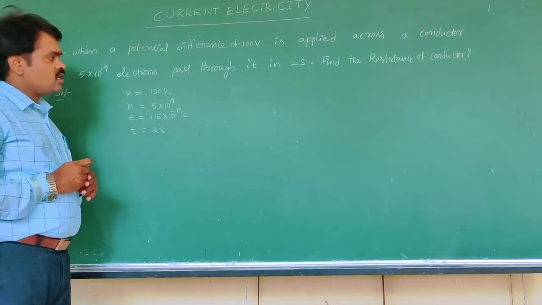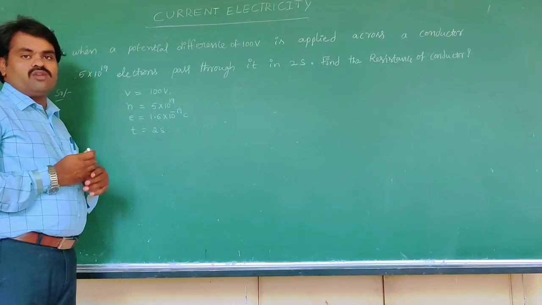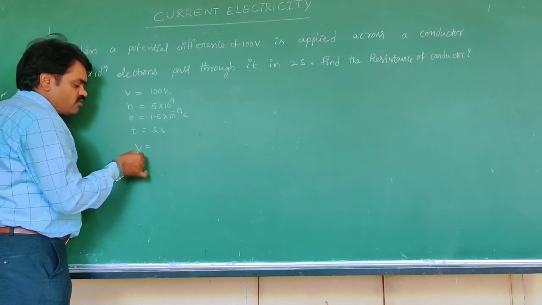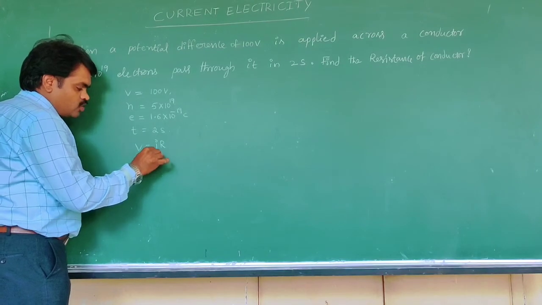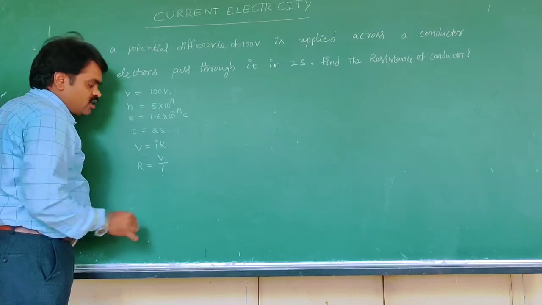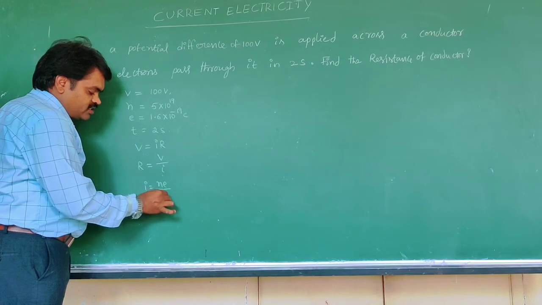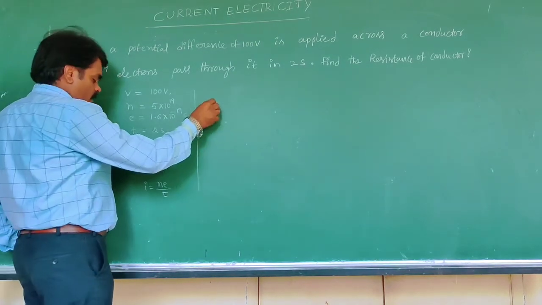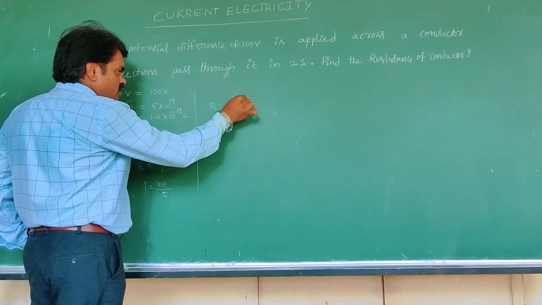The resistance. Now potential difference, charge and time are given, so we apply Ohm's law. Ohm's formula is V is equal to IR. Now our resistance is equal to the potential difference across the conductor divided by the current. But we know current I is equal to ne by t, total charge by time. Then we substitute: R is equal to Vt by ne.